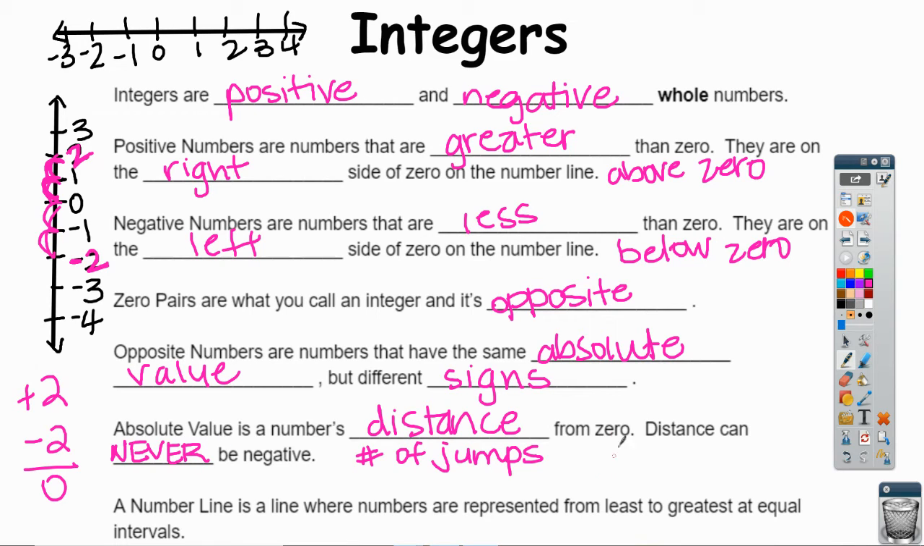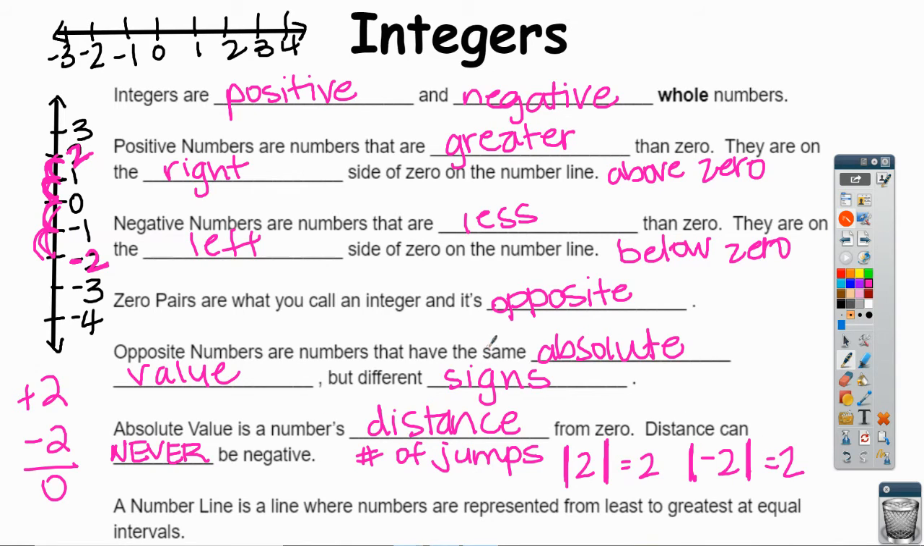And the way we indicate absolute value is by putting 2 bars outside of the number. So the absolute value of 2, or the number of jumps that 2 is from 0, is just the number 2. And the absolute value of -2, or the number of jumps that -2 is from 0, is also 2. 2 and -2 have the same absolute value or distance from 0.